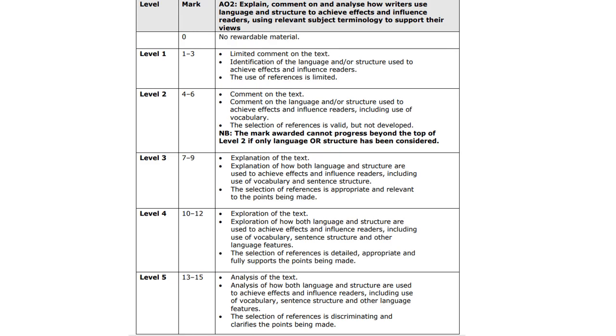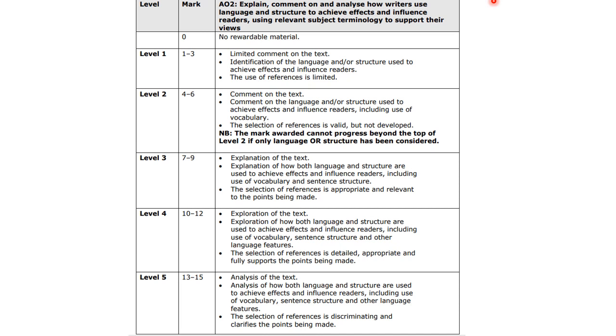Let's take a look at this mark scheme in a little bit more detail. I just want to read this box here to you because this is the general advice that is given to examiners before they start looking at this question. And so for AO2, we're looking for candidates to explain, comment on and analyse how writers use language and structure to achieve effects and influence their readers, using relevant subject terminology to support their views.